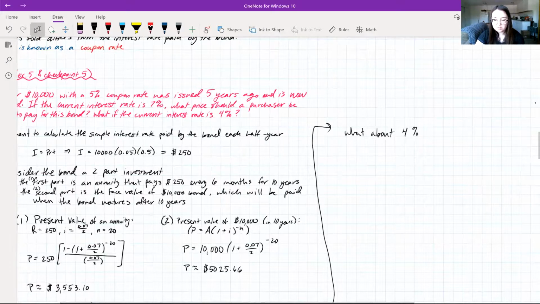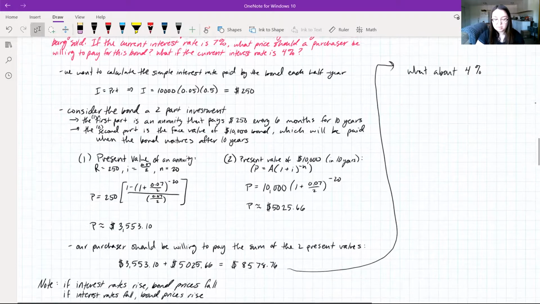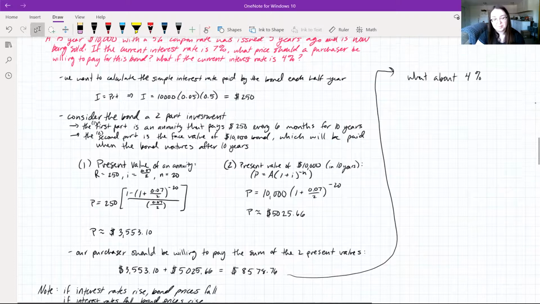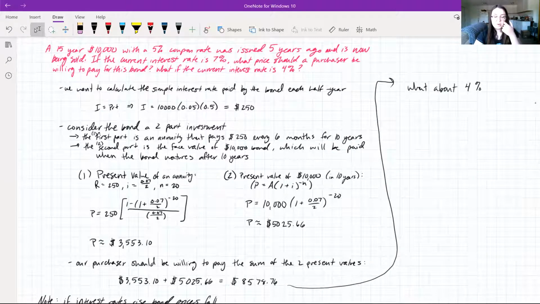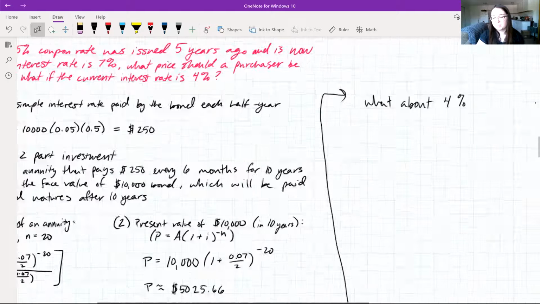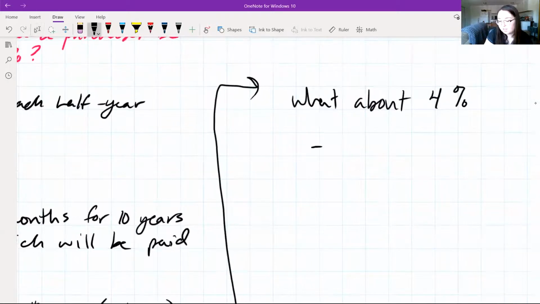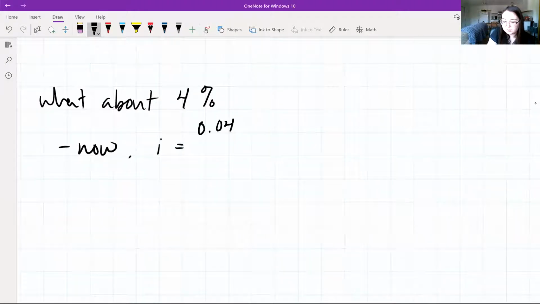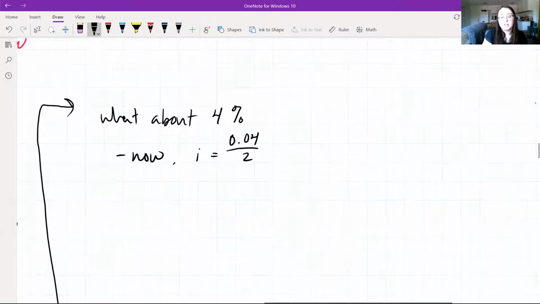So if we're thinking about what about 4%, we're going to do the same thing as we did before, except now we're working with 4% instead of 7%. And our monthly payments are still being made at $250, so we're just going to do the exact same thing. The only change is the interest rate. So we have now the interest rate is 0.04 divided by 2. So we're still doing that semi-annually.